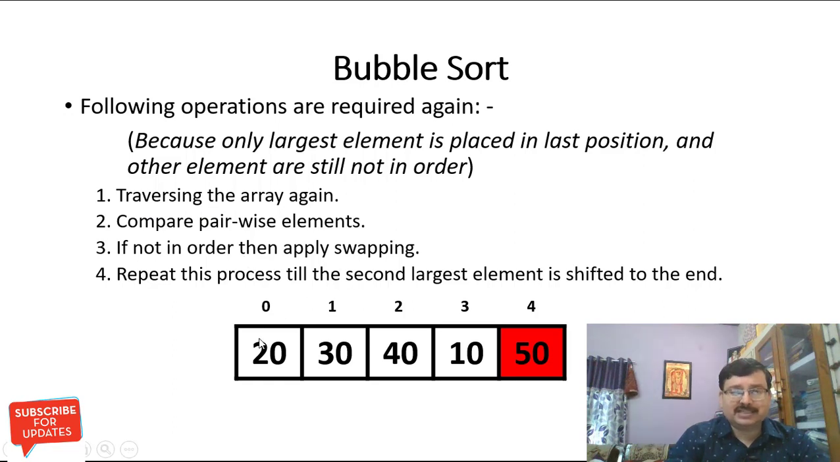Then in the next iteration, what will be shifted? The second largest, that is 40. So now the array size in the second iteration is reduced by 1. In the first iteration there were 5 elements and 4 comparisons: 1, 2, 3, 4. Now only 3 comparisons are required and the size becomes 1 less than the previous size.